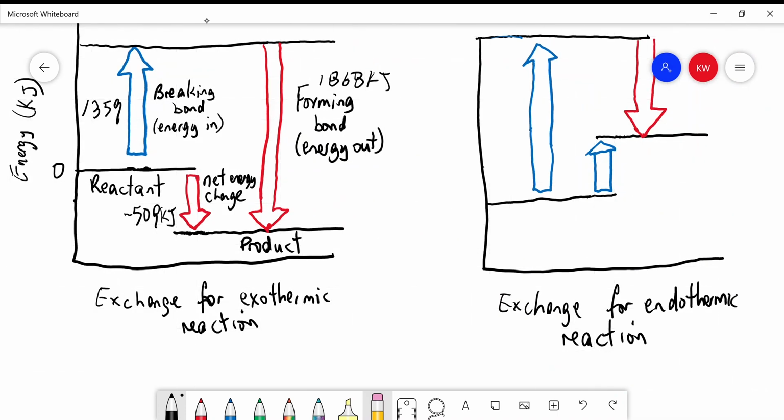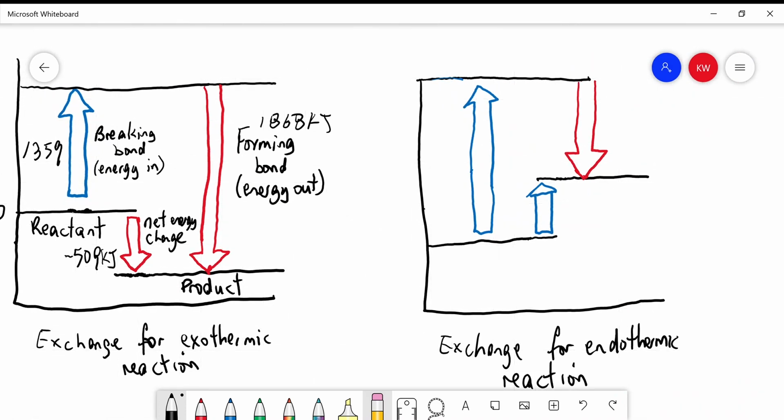This is a typical one for an endothermic reaction. Again, this is the reactant. We start at 0. This is the energy absorbed to break the bonds. We absorb energy, and to form the bonds, we release energy. If it's an endothermic reaction, we're going to release less energy than we started out with. So this will be our net energy change, which will be a positive value. Of course, this will be our product side.